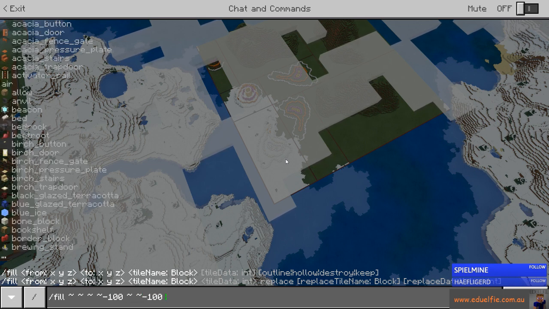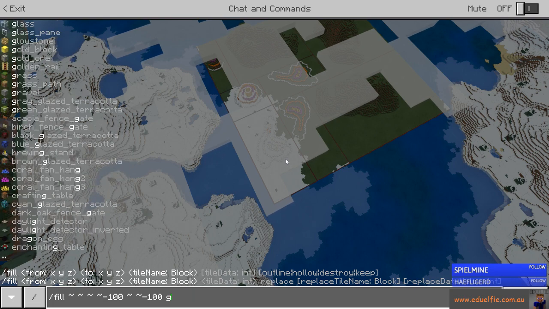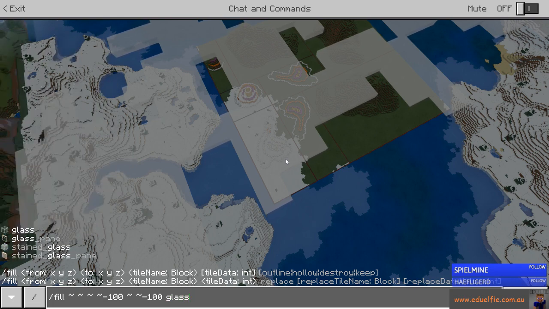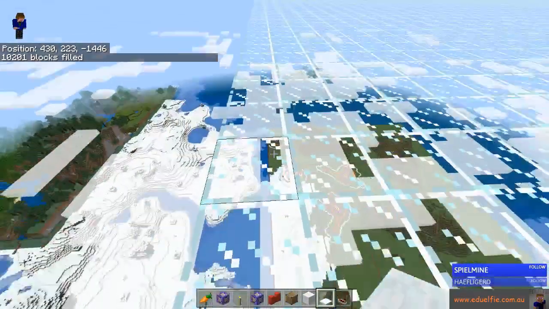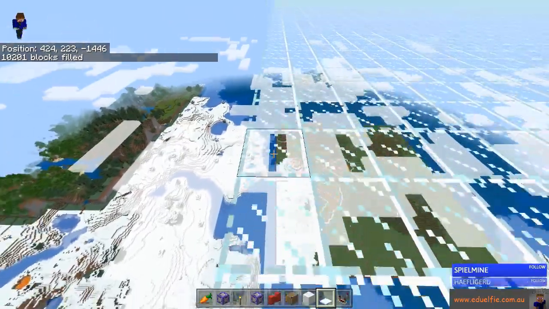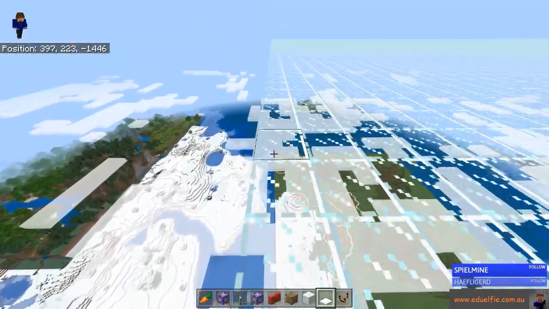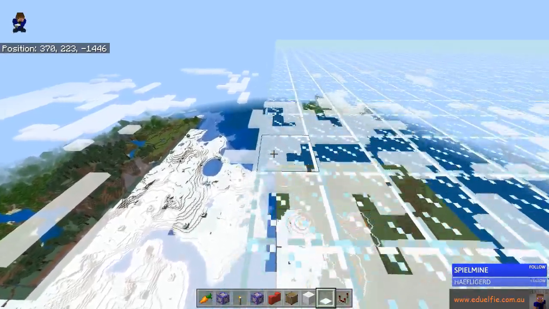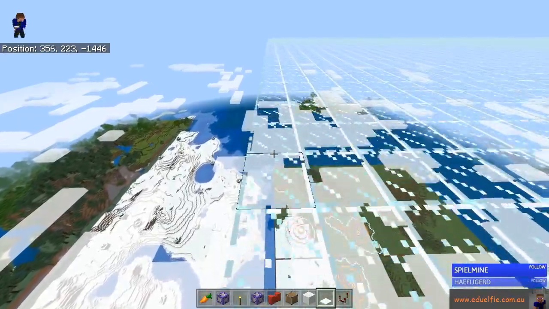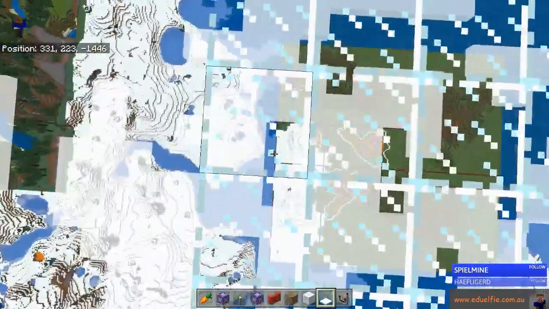Oh, I don't need that, of course. Tilde negative 100. Learning to type. Glass. Right. So now if I just go along here, because I'm not sure 100 is enough. 100 blocks is a long way to walk. Yeah, it's not, I don't think.